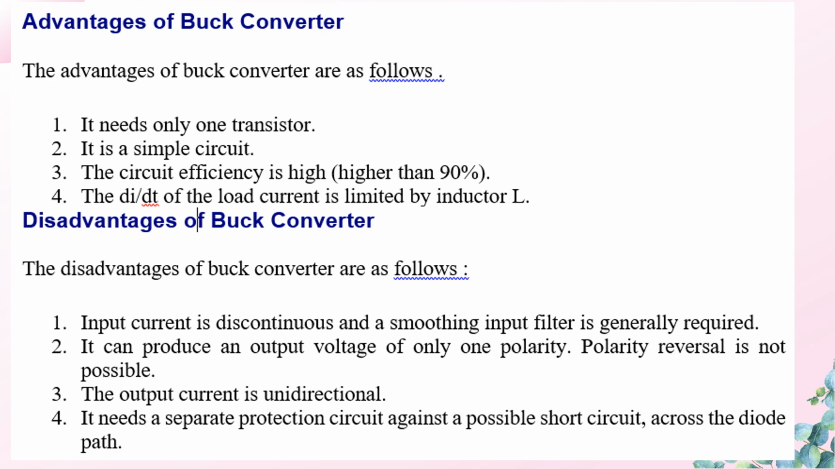The disadvantages of the buck converter are that the input current is discontinuous and a smoothing input filter is generally required. It can produce an output voltage of only one polarity. The polarity reversal is not possible. The output current is unidirectional, and finally it needs a separate protection circuit against the possibility of a short circuit.